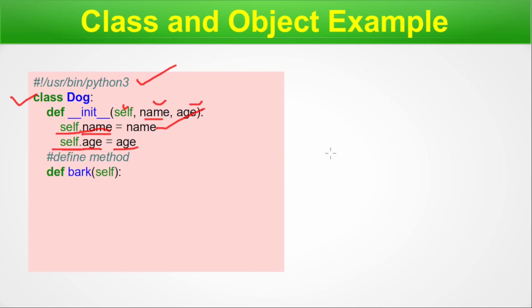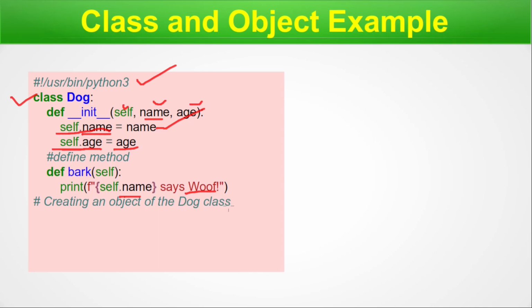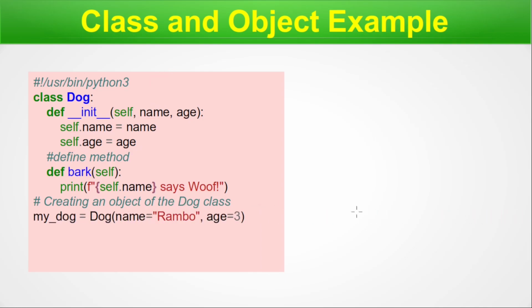Now let us define the method def bark, then self, and we write self.name says woof. Then we create an object of the Dog class: my_dog, then we give the Dog class, and then we give the name Rambo and age 3. Now you can see this passes to this and this passes to this, and here they are made attributes and the value is going here. Similarly the value is going to this attribute. This is happening automatically.